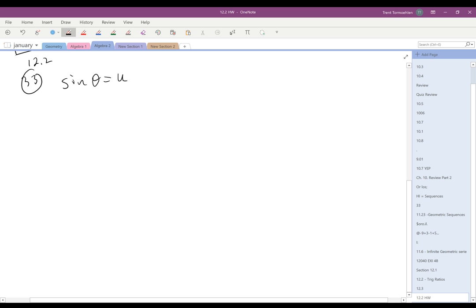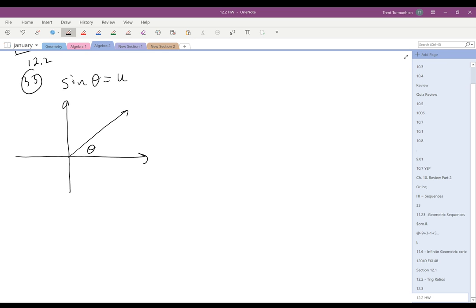For number 33 from 12.2, we've got the sine of theta equals u, and you're asked to find the other 5 trigonometric functions. And then you're given that theta is acute, which, remember, if theta is acute, when we put it on a coordinate grid, then you know the angle is going to be in the first quadrant. That's where the acute angles are.